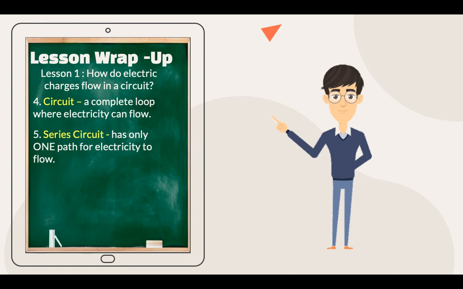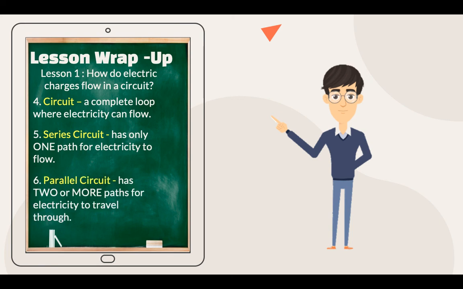Also, we've discussed the 2 types of circuits. The first one is a series circuit. It has only one path for electricity to flow. That is why, when one bulb is busted, the other bulb will not light up. The second type of circuit is a parallel circuit. It has 2 or more paths for electricity to travel through. This is the reason why even if one of the bulbs is busted, the other bulb can still light up. This is because there is another path for electricity to travel through.